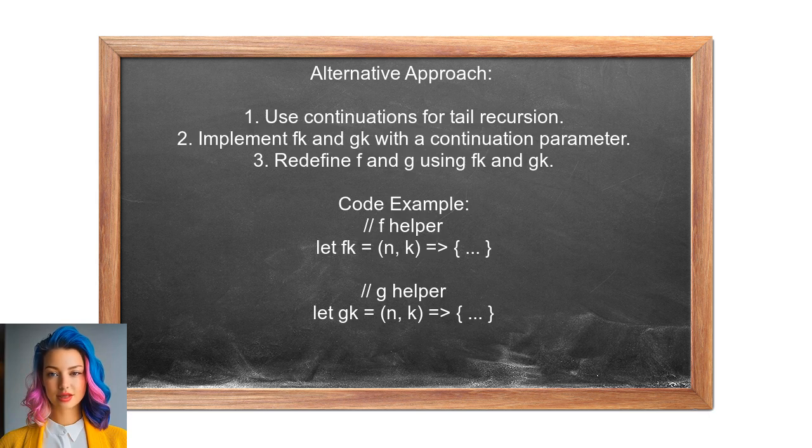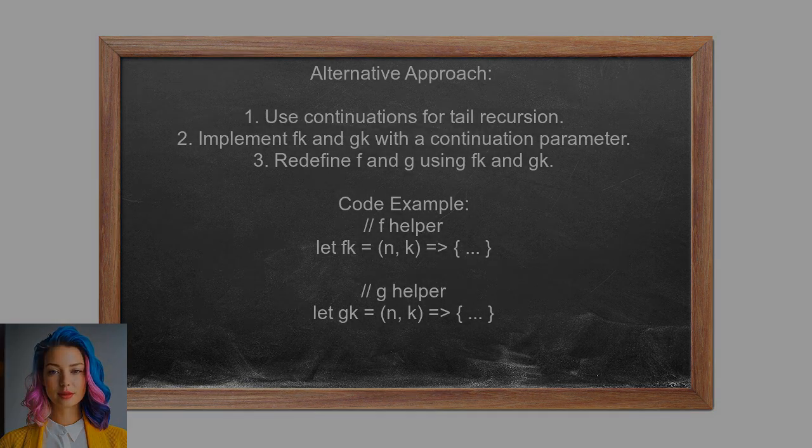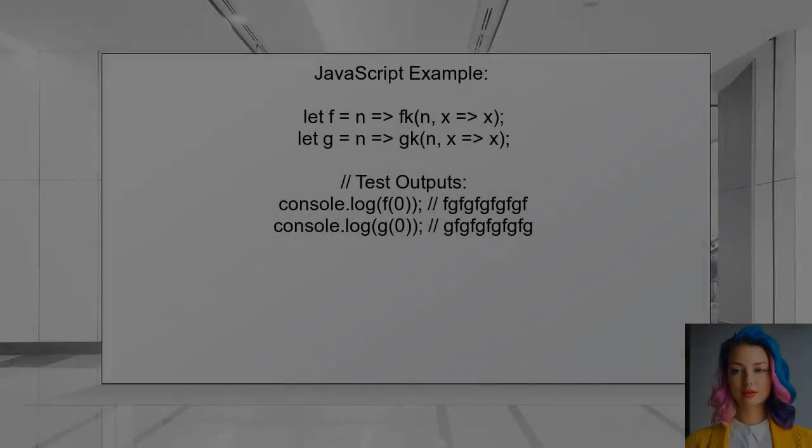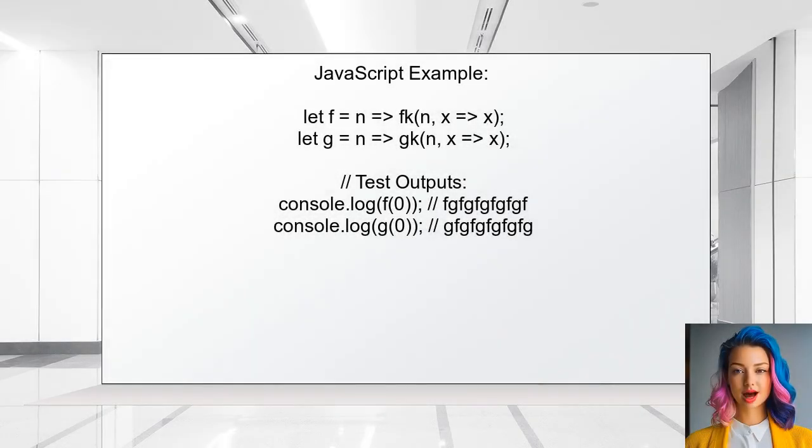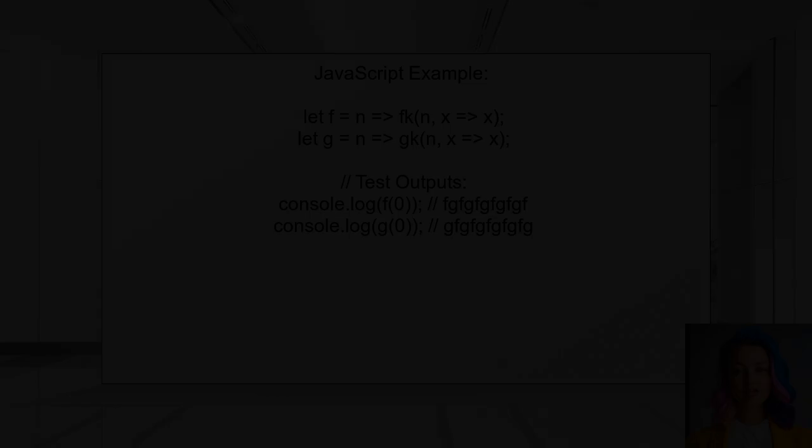By implementing helper functions fk and gk with a continuation parameter, the original functions f and g can be redefined to utilize these helpers. The user provides a JavaScript example to illustrate their approach, noting that the syntax is similar to F#. This allows for easy testing in a browser, demonstrating how the functions work with various inputs.